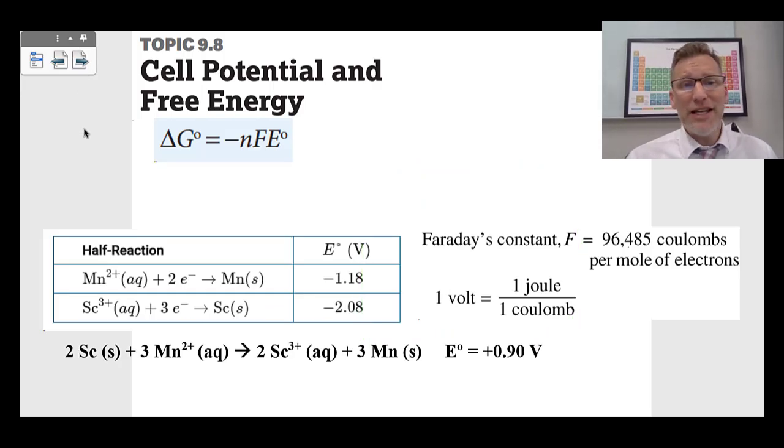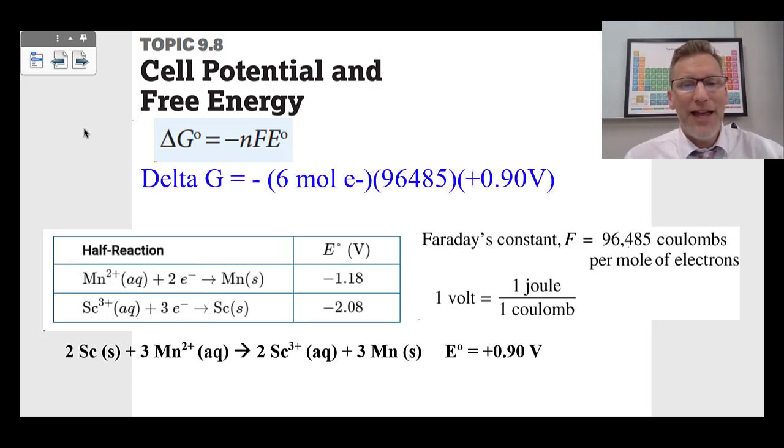Whenever you're going to do this equation, you have delta G equals negative NFE. The N means the number of electrons that you transferred. Take a look at this reaction. We have 2 electrons and 3 electrons. The common number is 6 electrons transferred. The F is Faraday's constant. That's on your equation sheet. That's 96,485. And the E from this reaction, when we added it up, was positive 0.90 volts.